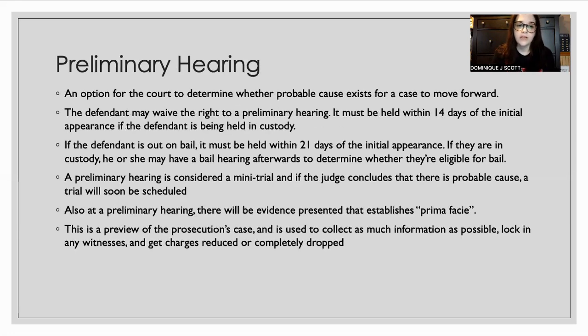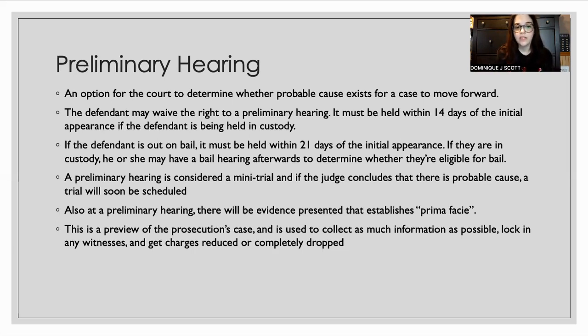A preliminary hearing is an option for the court to determine whether or not probable cause exists for a case to move forward. The defendant may waive the right to a preliminary hearing. It must be held within 14 days of the initial appearance if the defendant is being held in custody. If the defendant is out on bail, it must be held within 21 days of the initial appearance.